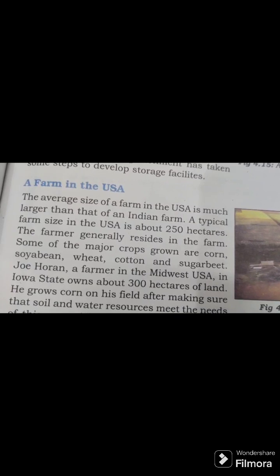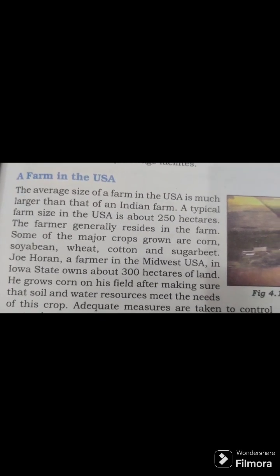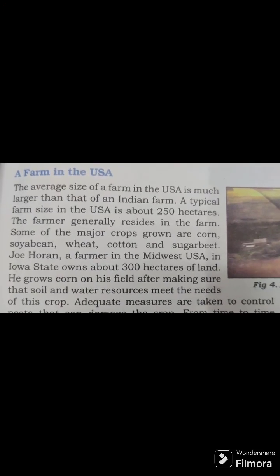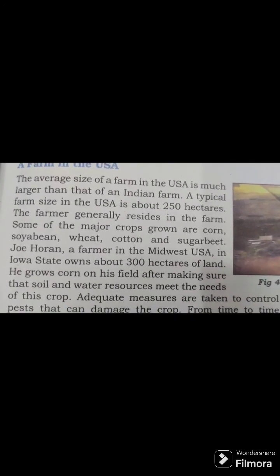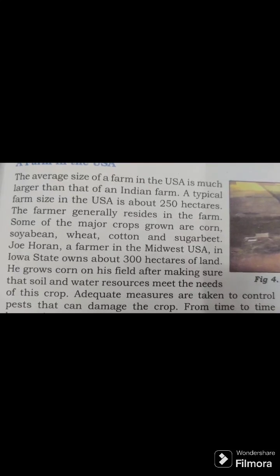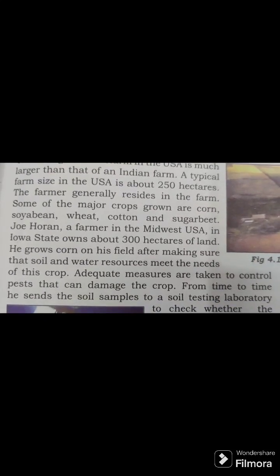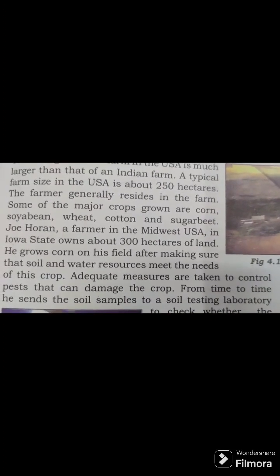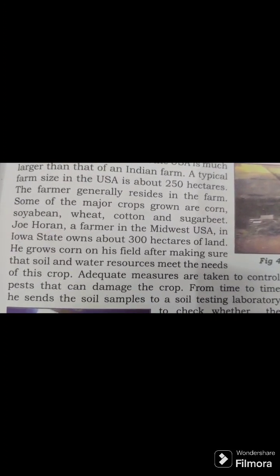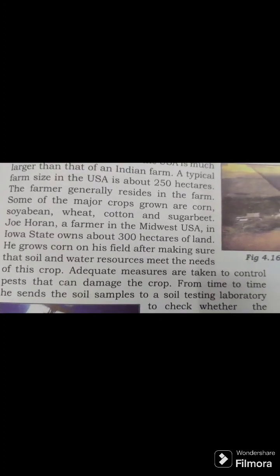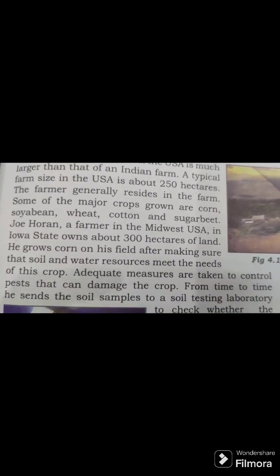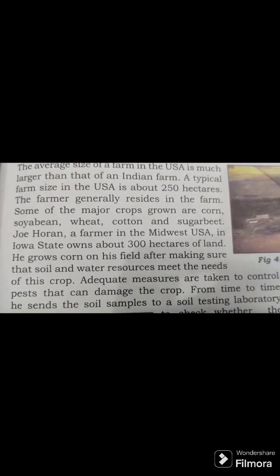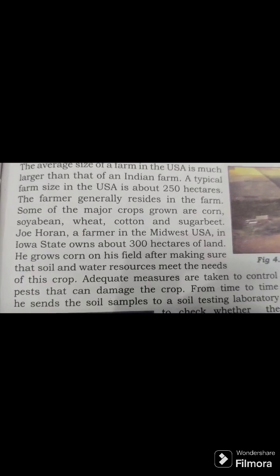A farm in the USA. The average size of a farm in the USA is much larger than that of an Indian farm. A typical farm size in the USA is about 250 hectares. The farmer generally resides on the farm. Some of the major crops grown are corn, soybean, wheat, cotton, and sugar beet. Joy Horan, a farmer in the Midwest USA, in Iowa State, owns about 300 hectares of land.